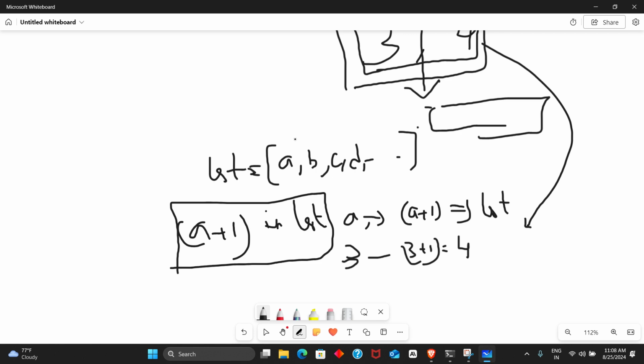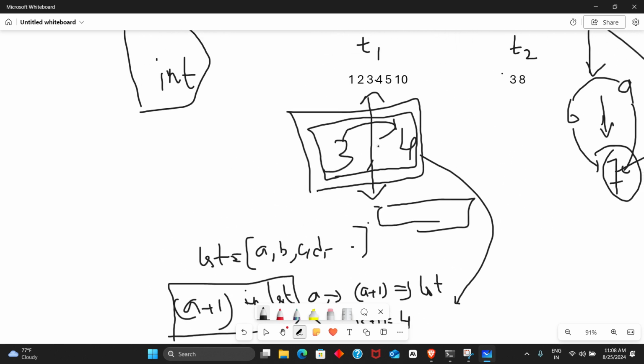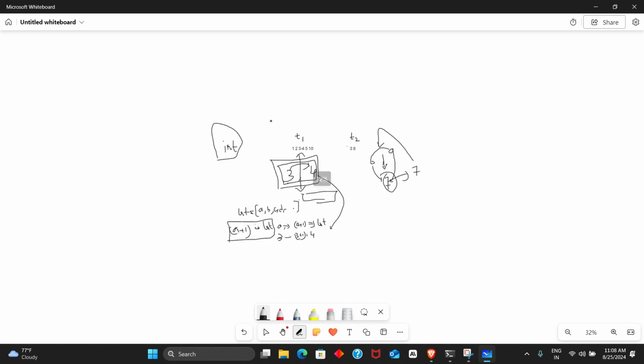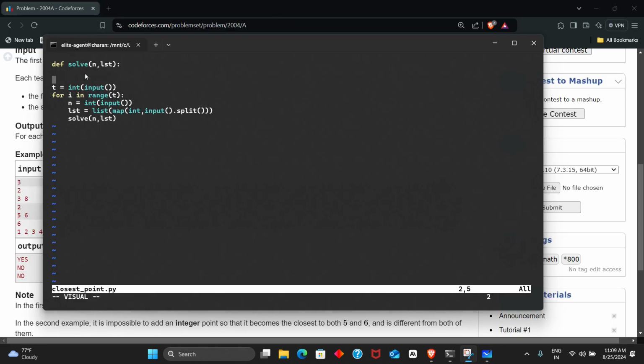we basically cannot add any possible number that will be better than this number. So what do I mean by better? Better means closer, right? So let's try to code up the solution and understand it. Here we are at the solution, and let's see what we're going to do to solve this.